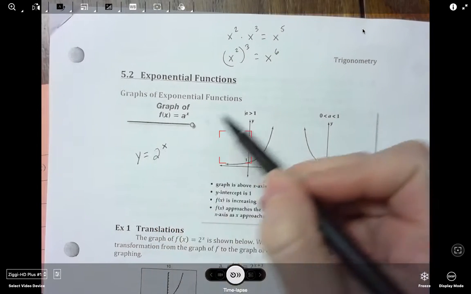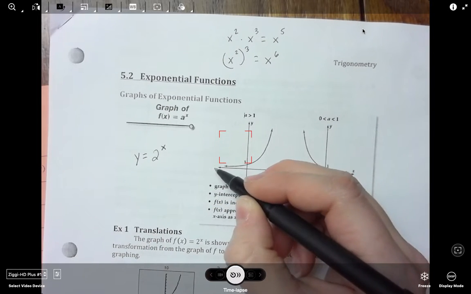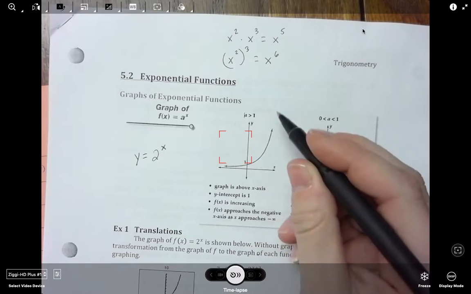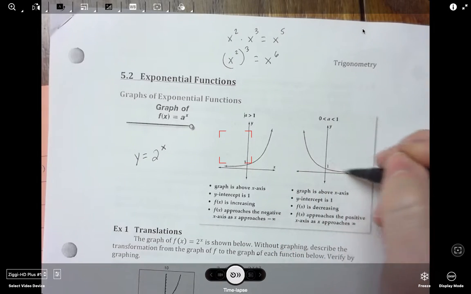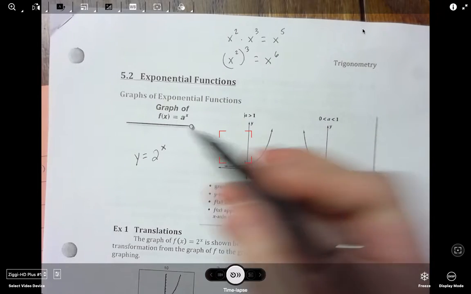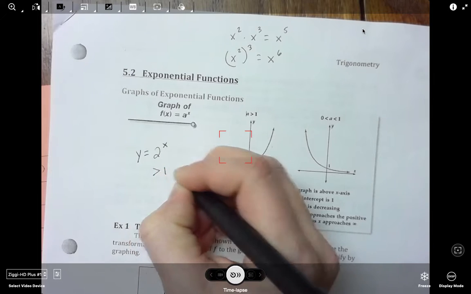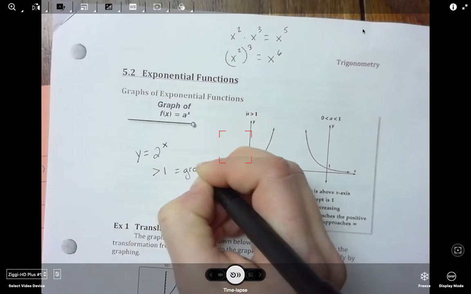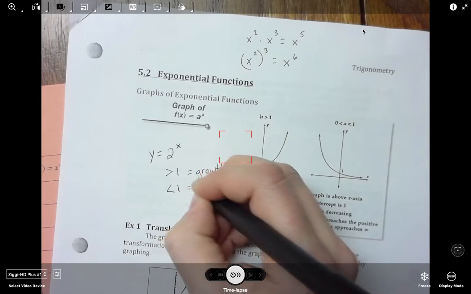And when you have exponential functions that look like this, they are going to be exponential growth functions or exponential decay functions. The decay functions have to do with whether this number is greater than 1 or less than 1. If it's a number that's less than 1, it is a decay function, okay?